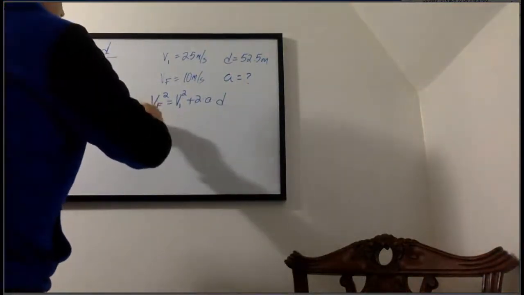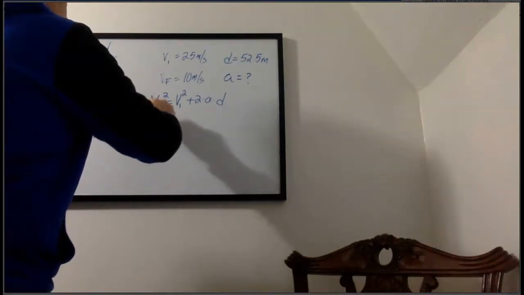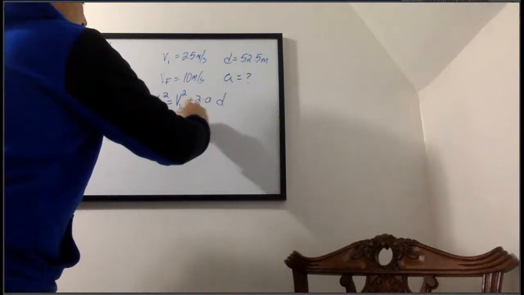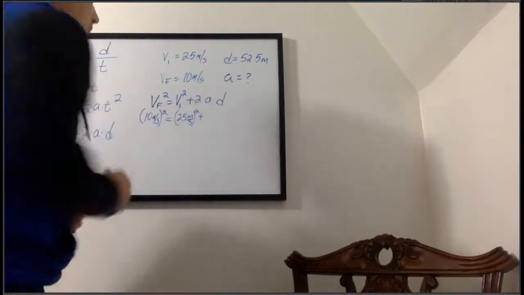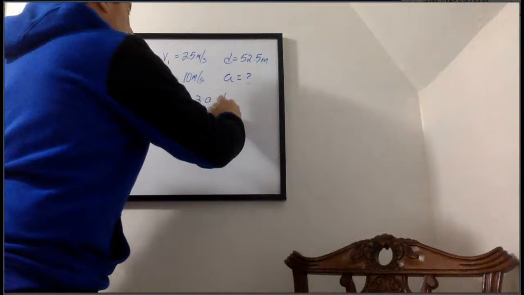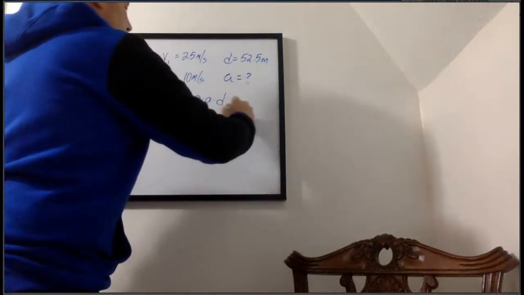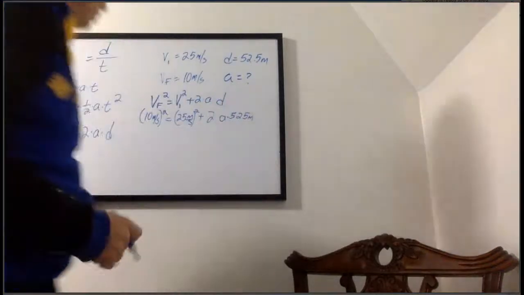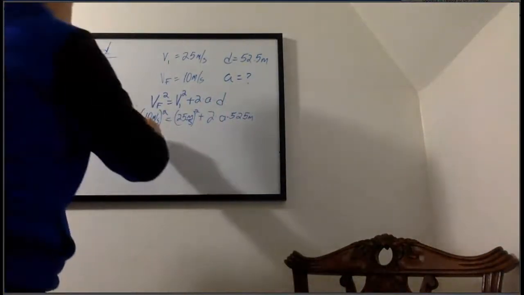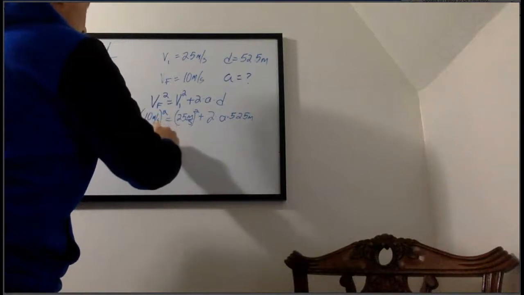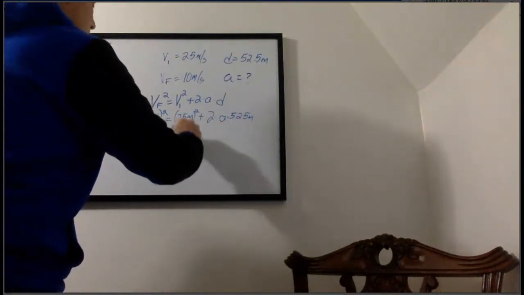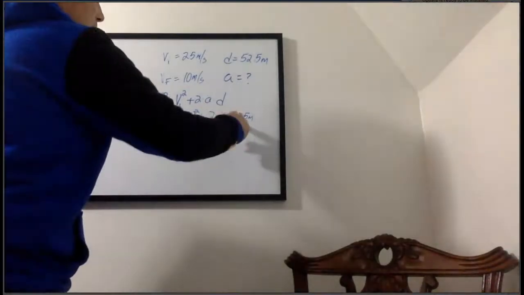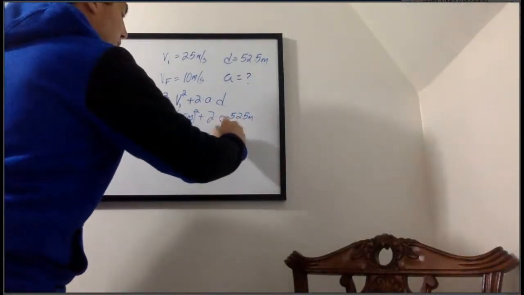Substitute in for VF is 10. And again, I understand if you leave off the units, okay? I probably will start doing that soon, but I'm just trying to be a little extra thorough right now. 2 times A times D, 52.5 meters. All right, so let's do some simplification. 10 squared is 100. 25 squared is 625. And 2 times 52.5 is 105.